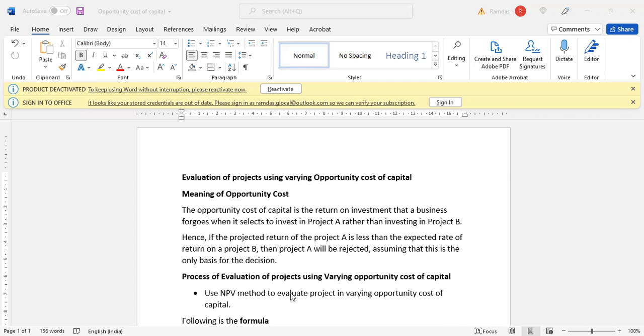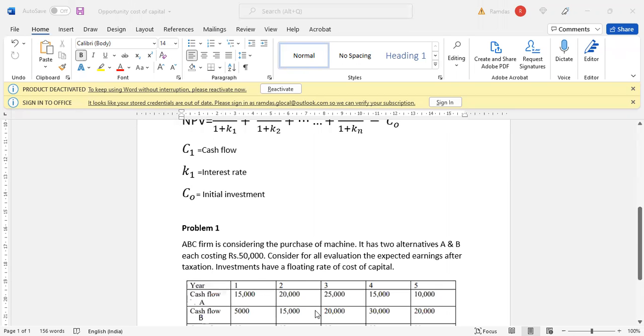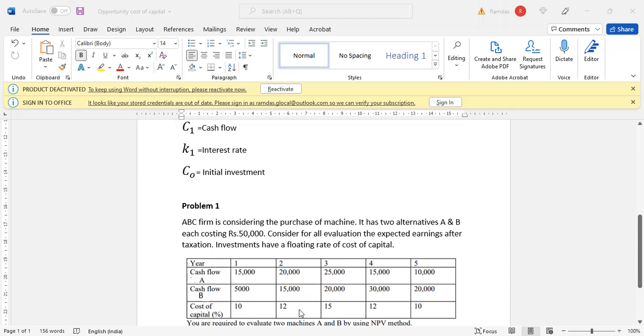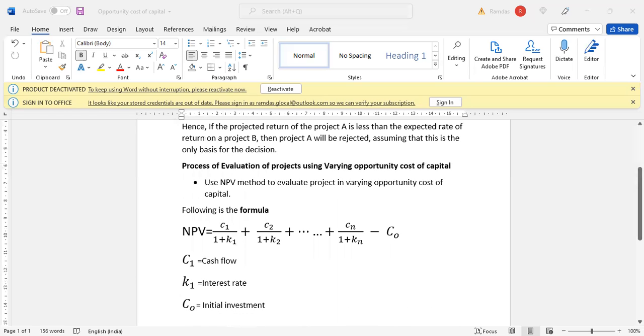Now let us understand the process of evaluation of projects using varying opportunity cost of capital. We use the NPV method to evaluate the projects. How do you understand that a problem is based on varying opportunity cost of capital? When a problem has reference to different costs of capital for different years' investments or earnings, we identify it as a varying cost of capital problem.